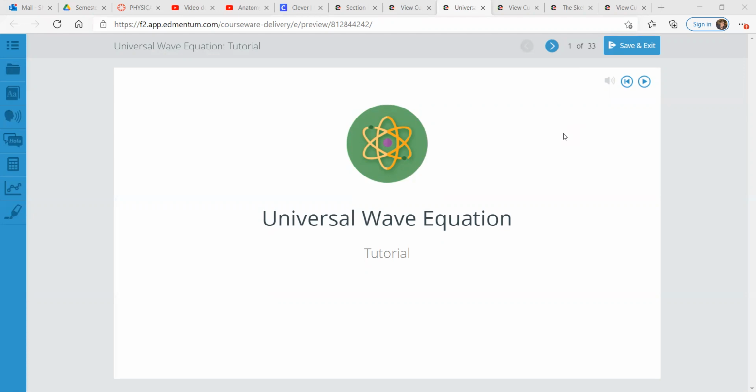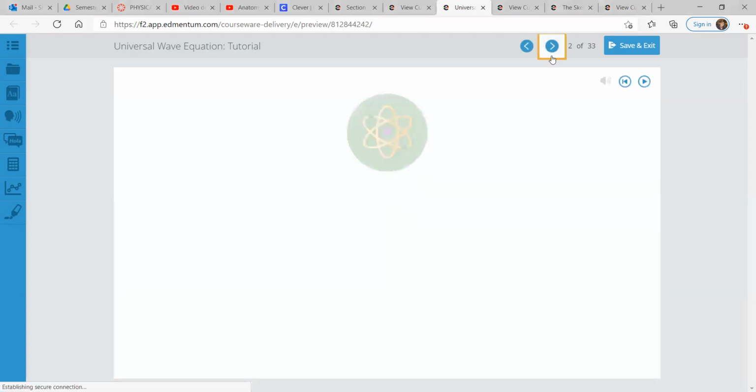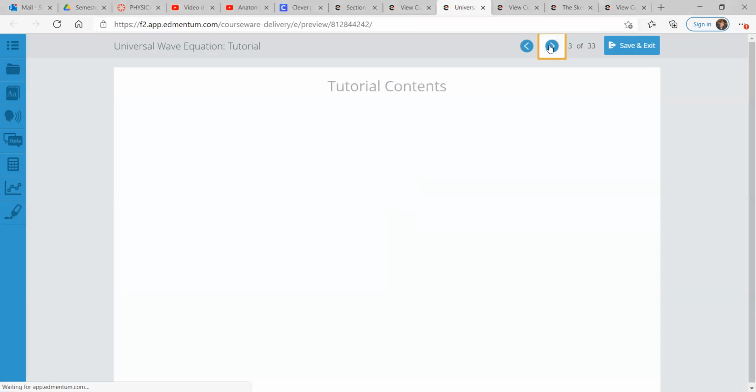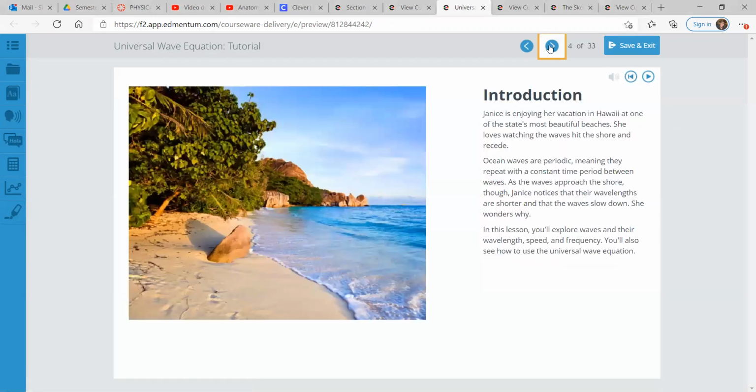And today we're going to look at the universal wave equation. So after this lesson, you will use the universal wave equation to solve problems involving speed, frequency, and wavelength. So let's get into the introduction.